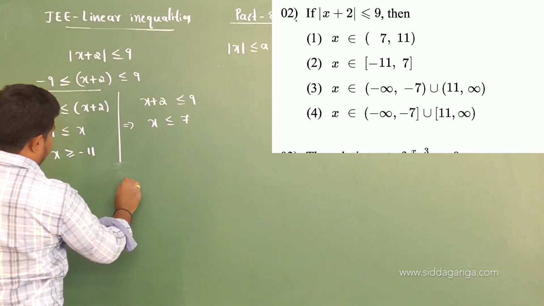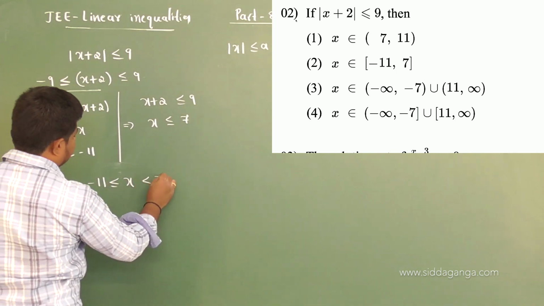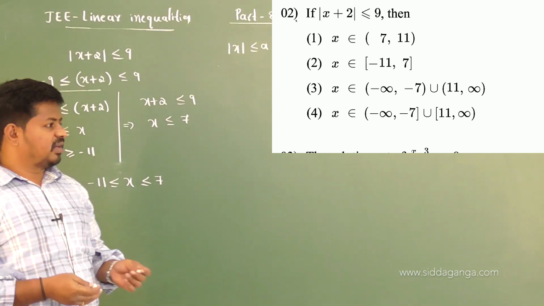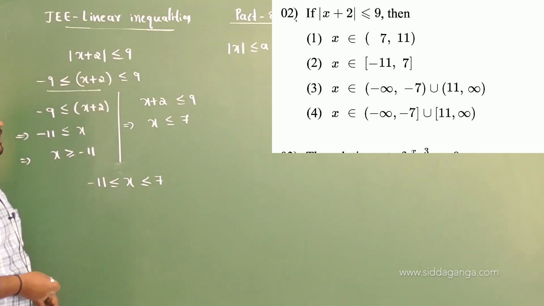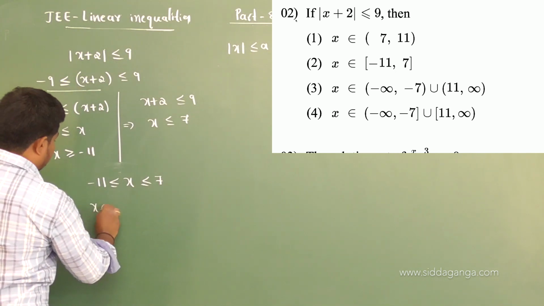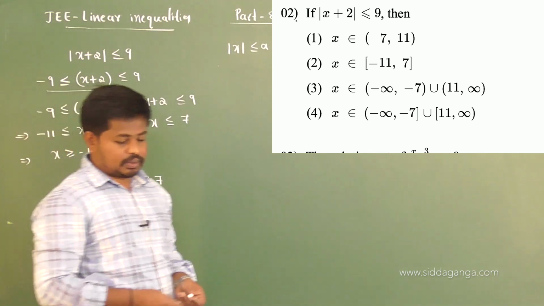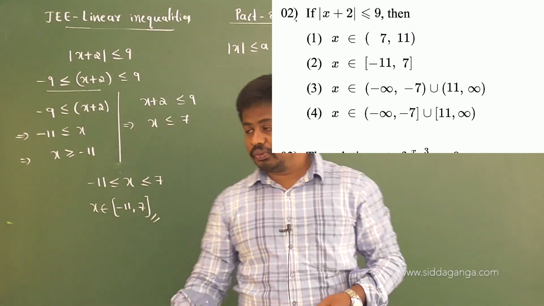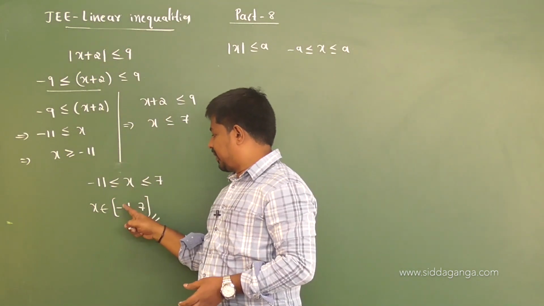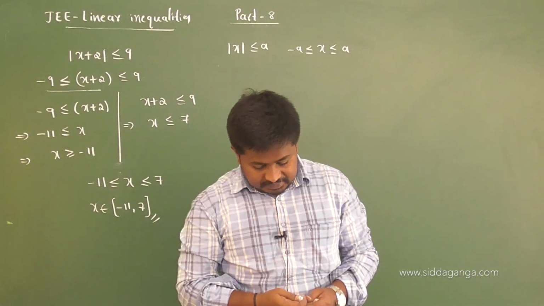So from these two I can write x is greater than or equal to minus 11 and less than or equal to 7. The solution set of this inequality is the closed interval, x belongs to the interval minus 11 to plus 7. So this is the required answer. This is true only for the values of x from minus 11 to 7, including minus 11 and 7. So the second option is the correct one.